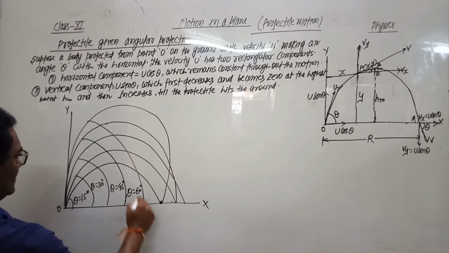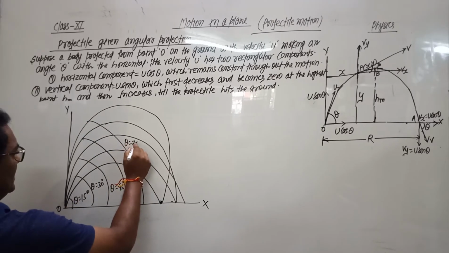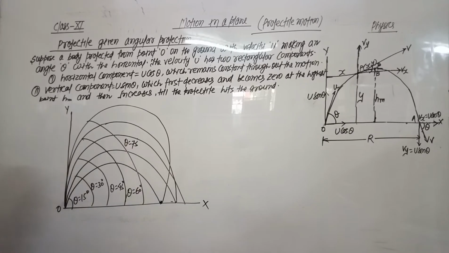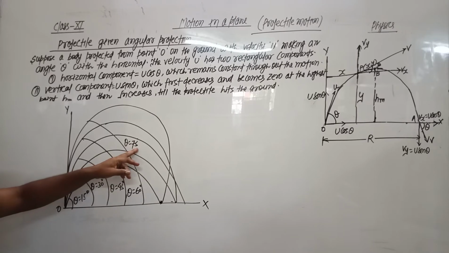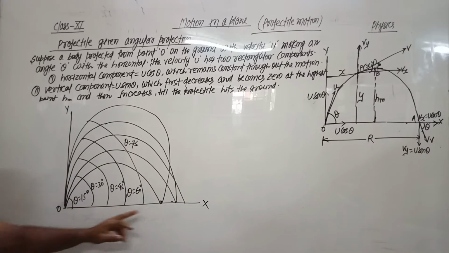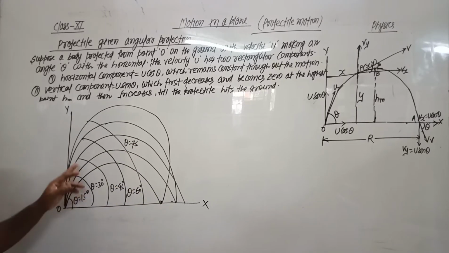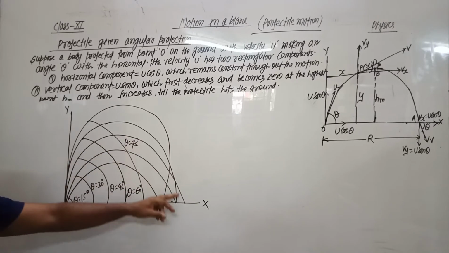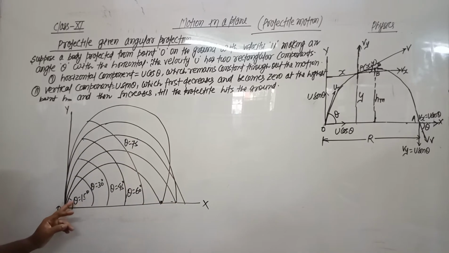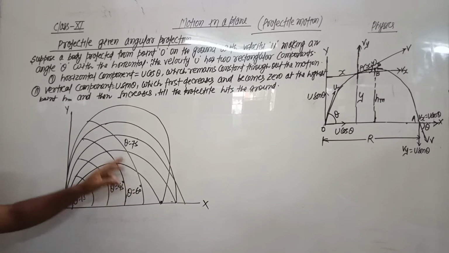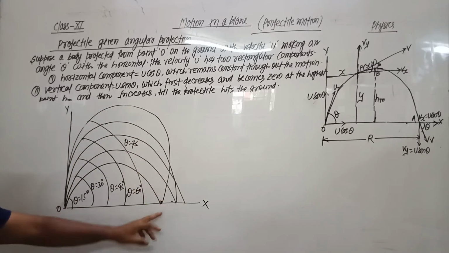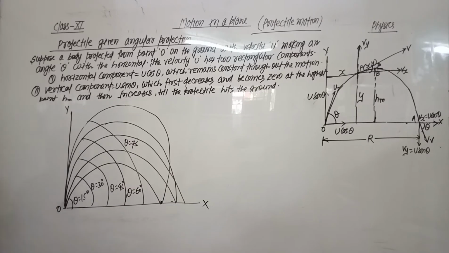So what do we conclude? We conclude that for angle theta equals 15 degree and theta equals 75 degree, the range is the same. For theta equals 30 degree and theta equals 60 degree, the range is the same. So the same range is obtained for angle theta and also for angle 90 minus theta.